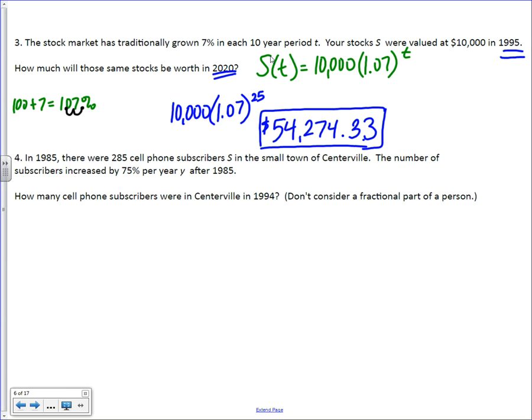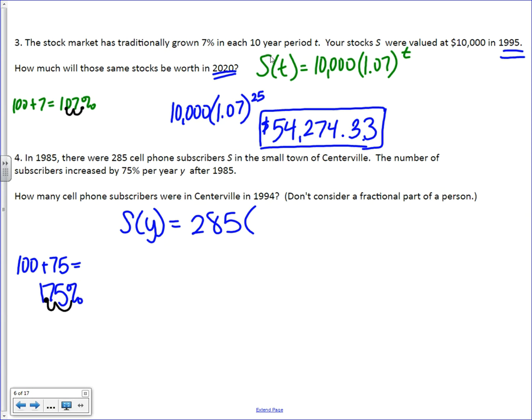I need to know the variables. S of y. Do we have a starting number? Now, what happens with this percentage? So I started 100. I'm increasing by 75. So now what am I at? But I can't use 175. I have to move it 2 spots to 1.75. To the what power? Y.